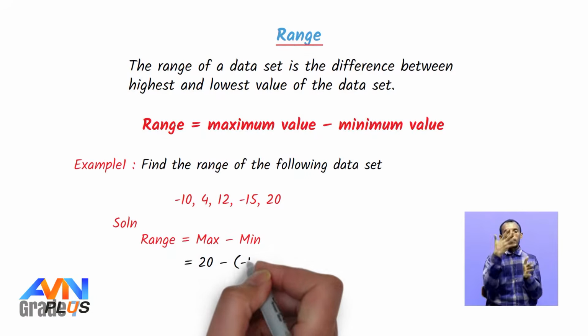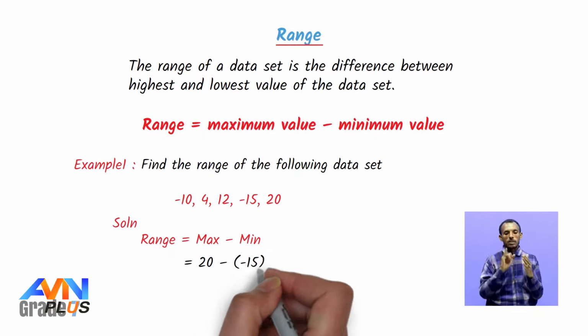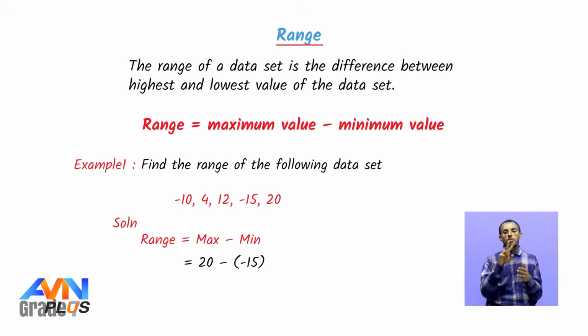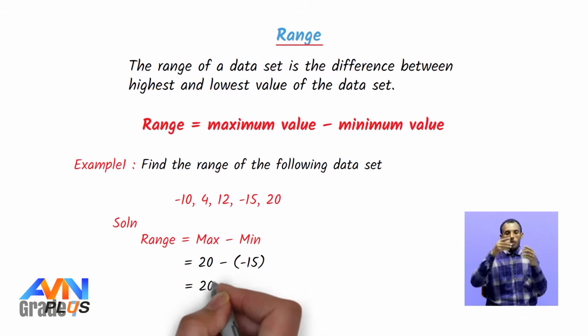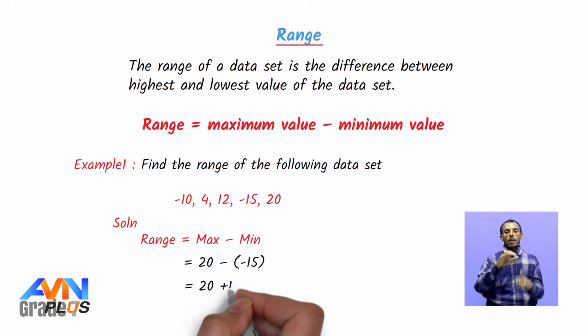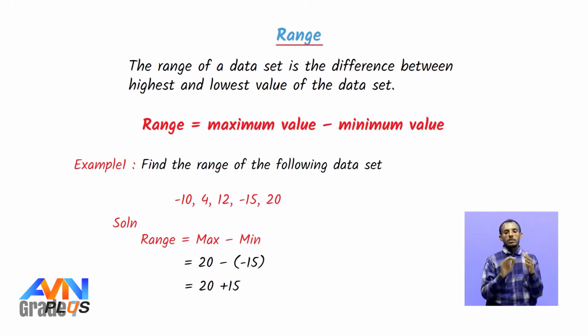So the range will be the difference of these two. As you remember, subtracting means adding the opposite. So here, 20 minus becomes plus. The opposite of this one is positive 15. When you add these two, you will have 35.